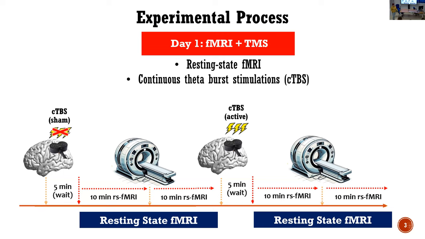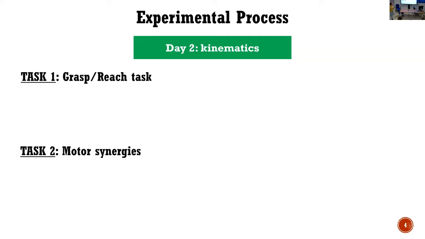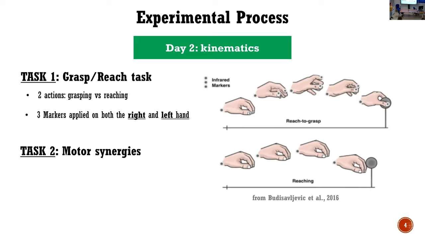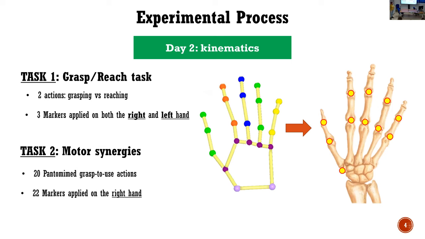In the second day, the same participants performed a kinematic experiment in which they had to perform two different tasks. On one side, we have a simple grasp and reach task. So we asked participants just to reach or grasp a small ball with the right or the left hand. In the second task, we asked the participants to perform different grasping actions, and in this case, only with the right hand. And we collected kinematics data from 22 markers on the right hand of the participant. So the amount of data in this case was really bigger than the previous one.